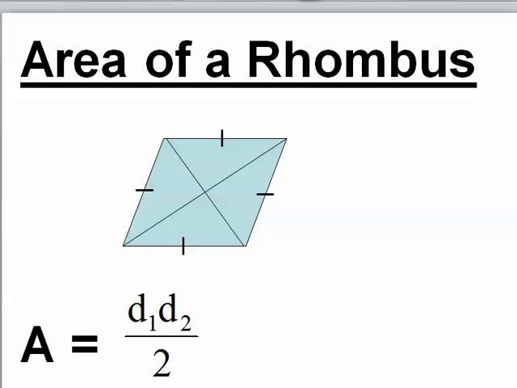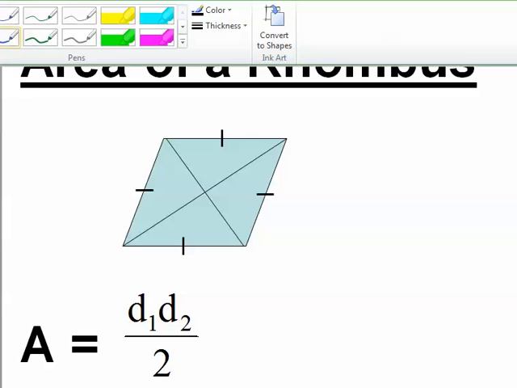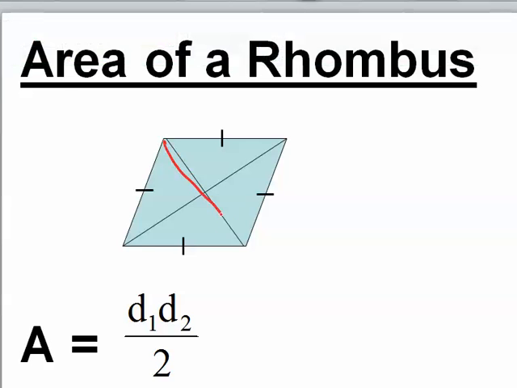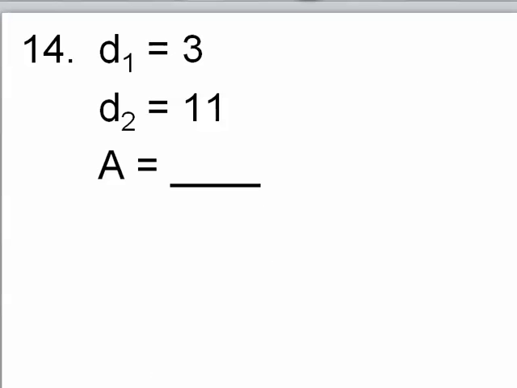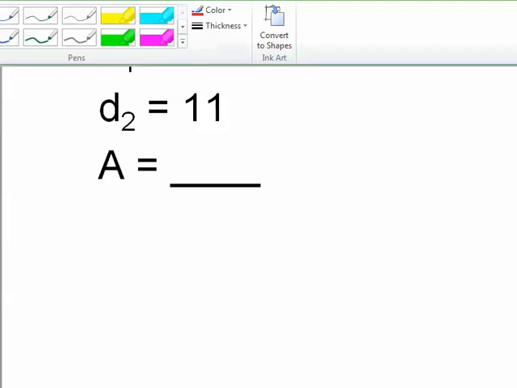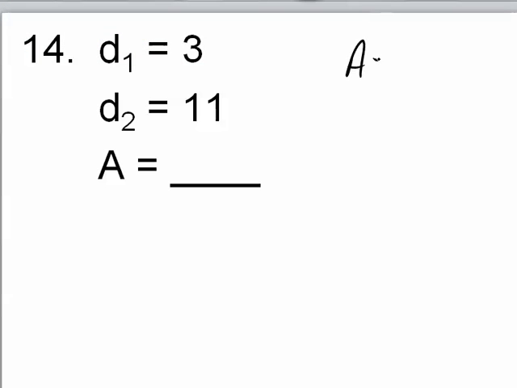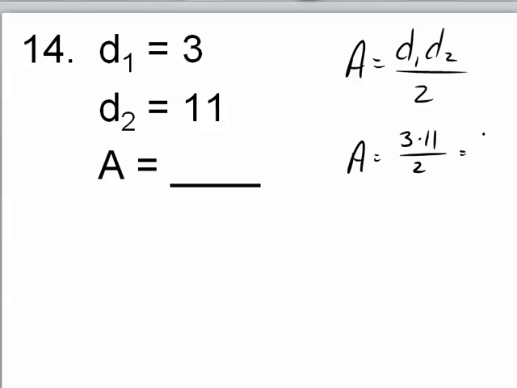The nice thing is the area of a rhombus is exactly the same. You're going to take the length of the first diagonal times the length of the second diagonal, multiply those together, and divide by 2. So our first rhombus example, we know that the length of the first diagonal is 3. The length of the second diagonal is 11, and again it's D1 times D2 divided by 2. So area is 3 times 11 divided by 2. 3 times 11 is 33. Divided by 2 is 16.5 square units.